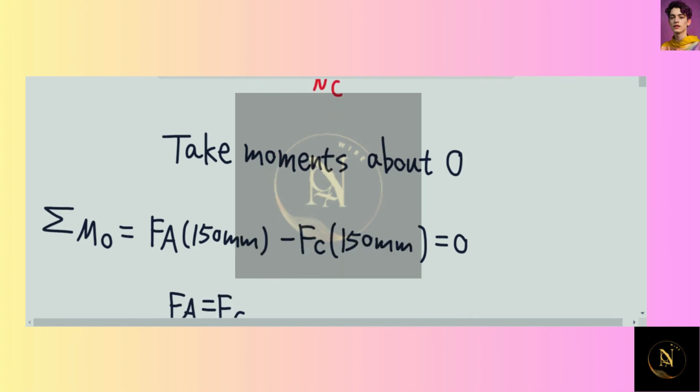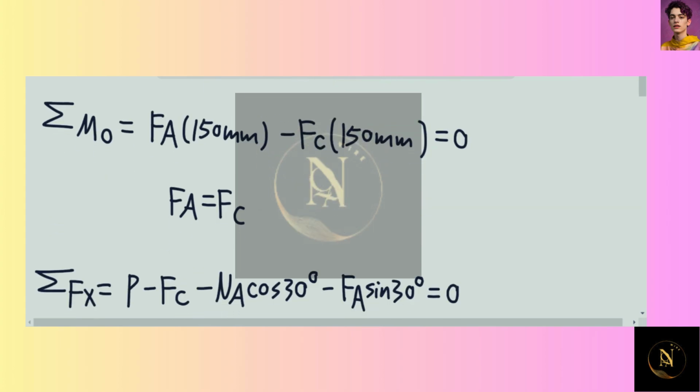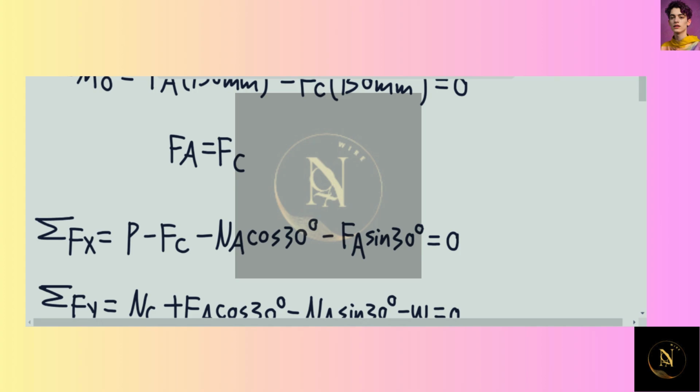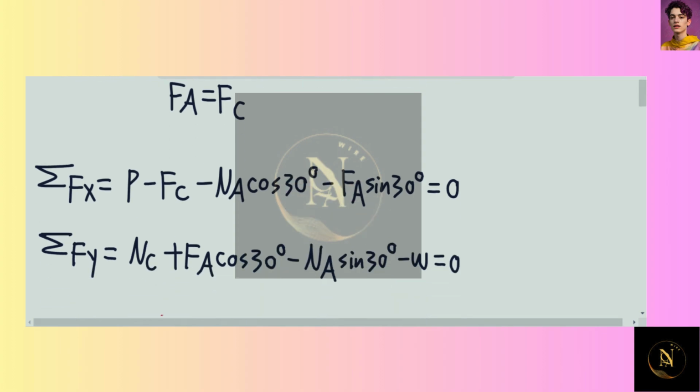So I have Fa is equal to Fc, which means that the friction at point A is equal to the friction at point C. Now let's apply force equilibrium for the roller. Net force along the x direction is P minus Fc minus Na cosine 30 degree minus Fa sine 30 degree is equal to 0. Na here is the normal force at point A, and P here is the force that was applied.